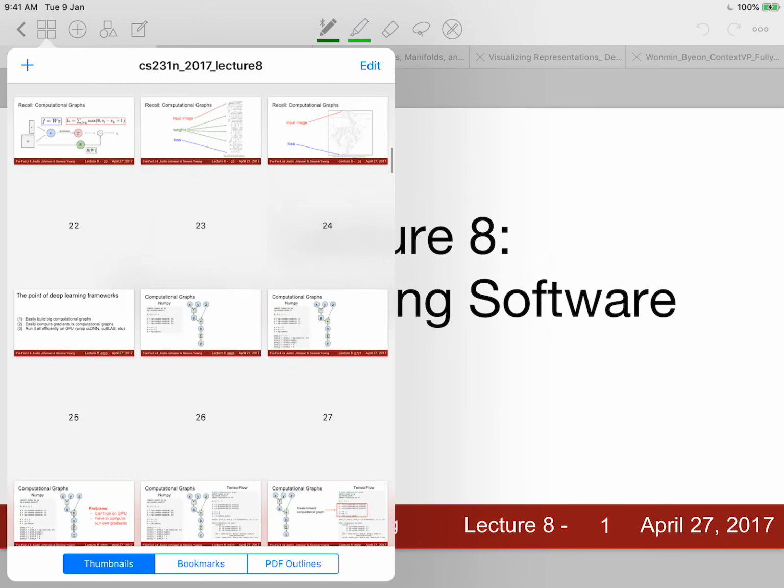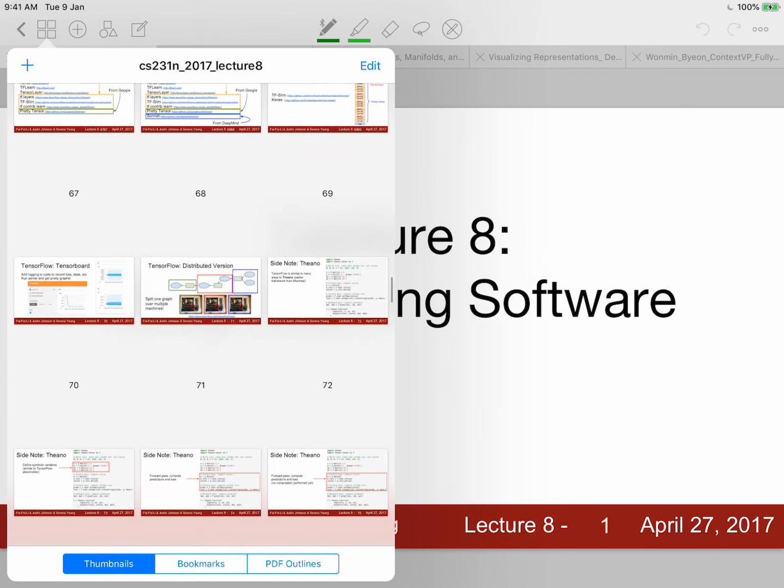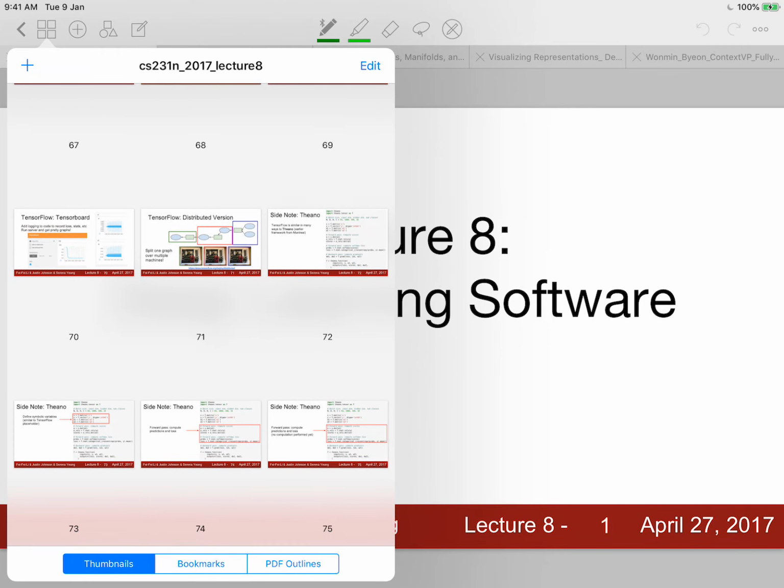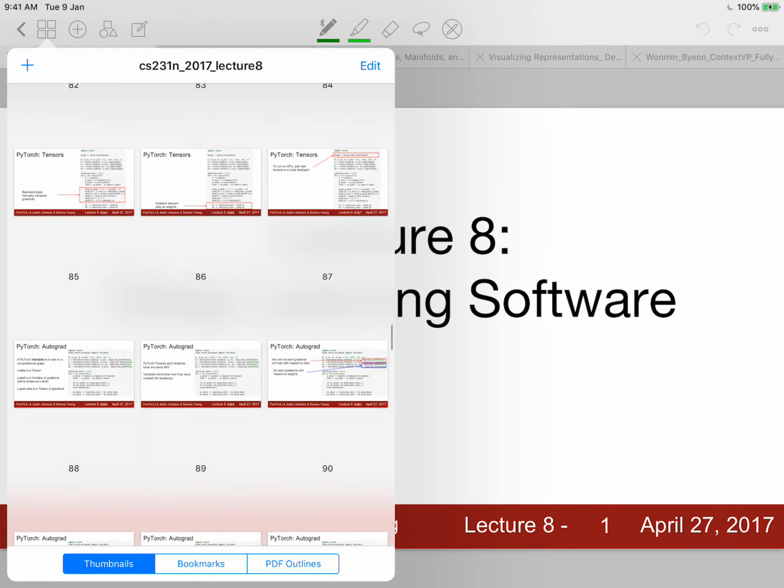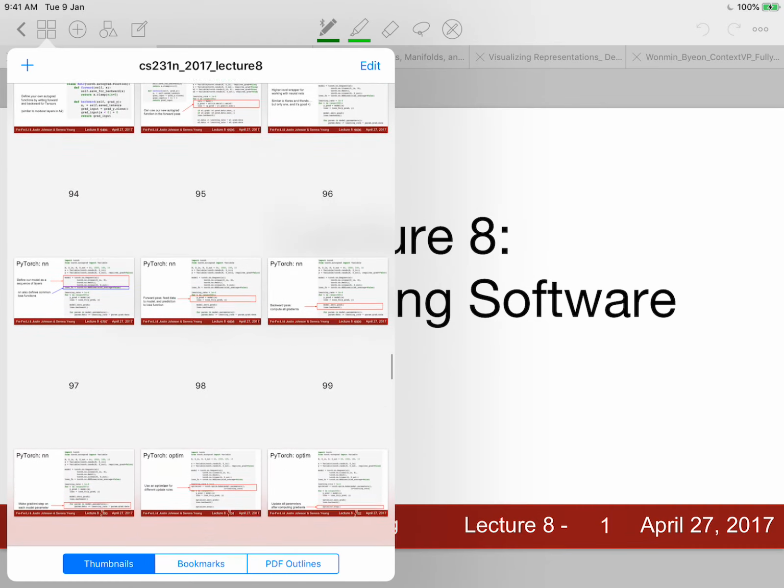among the many software libraries, you have to understand carefully the difference between static and dynamic graph.